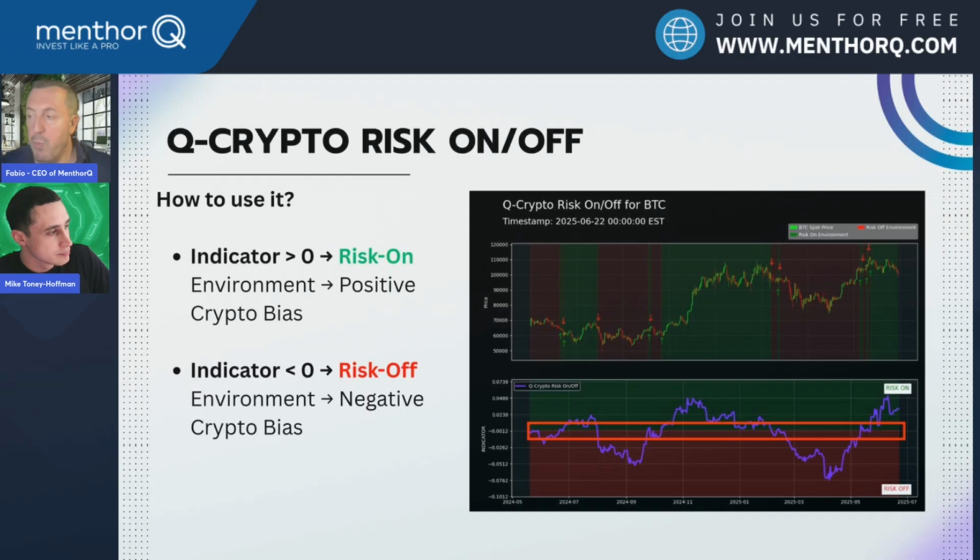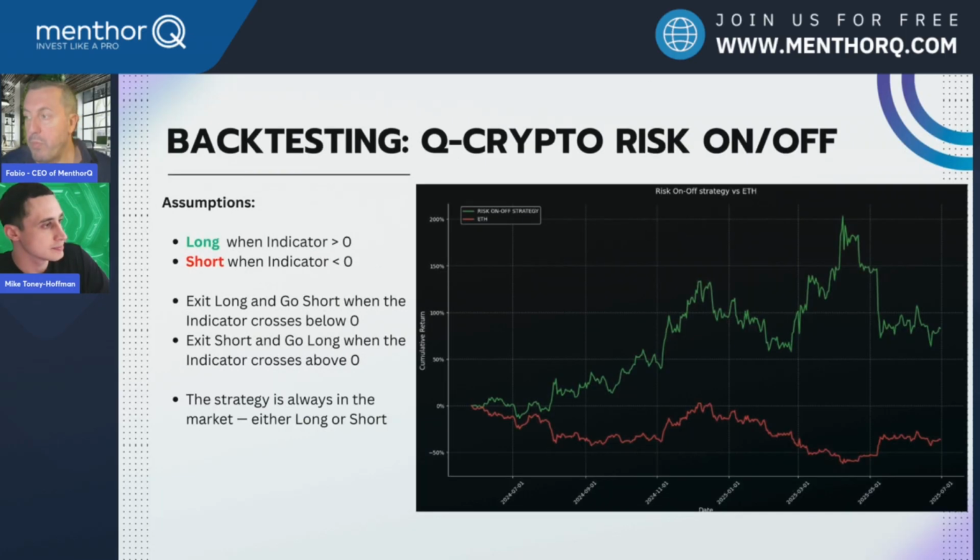Then, of course, the way you define the trade, whether it's through options, long spot, or futures, really depends on the user and your strategy. But the idea behind it is to support you with understanding what's going on at the macro level that could potentially affect your crypto positions.